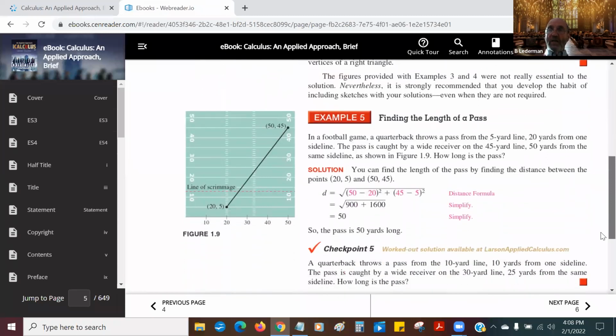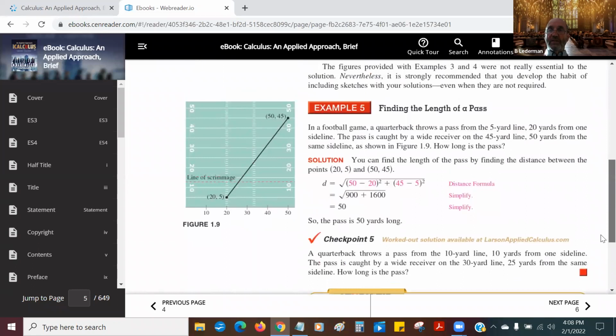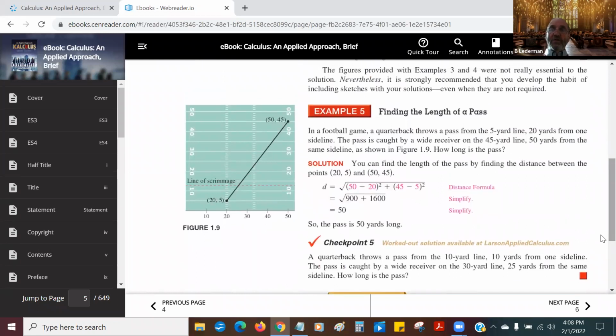Okay, so now we're going to find the length of a pass. When I say a pass, it's like in football. So in a football game, a quarterback throws a pass from the 5-yard line, 20 yards from one sideline. The pass is caught by a wide receiver on the 45-yard line, 50 yards from the same sideline. So here he is, he's on the 5-yard line, and he's 20 feet from the side. And the guy gets it on the 45-yard line, and he's 50 feet from the side.